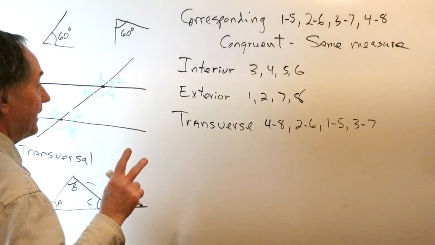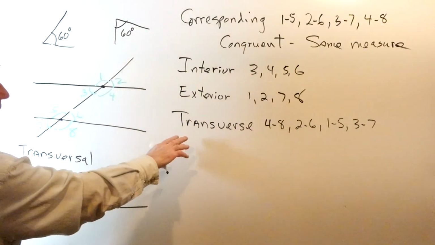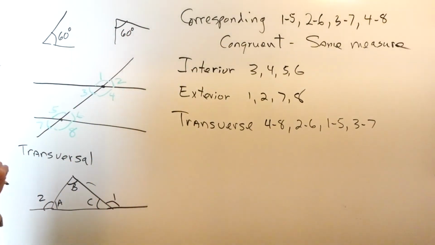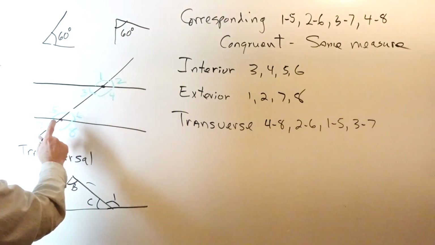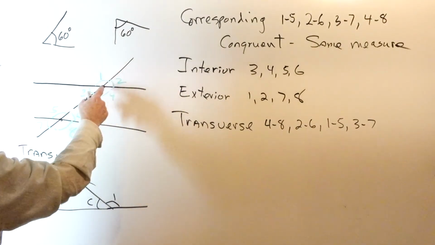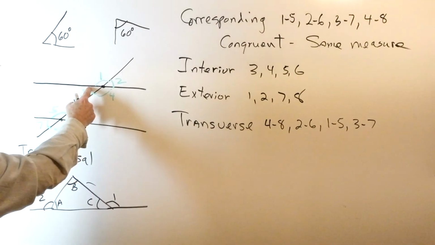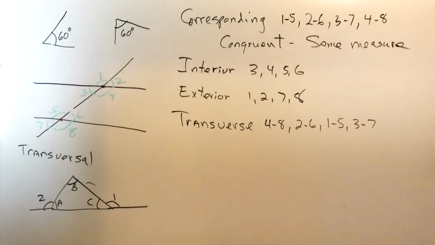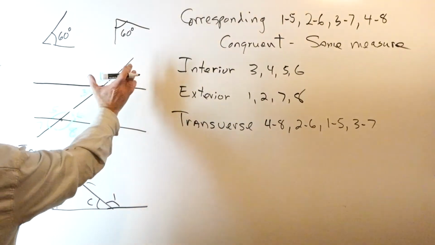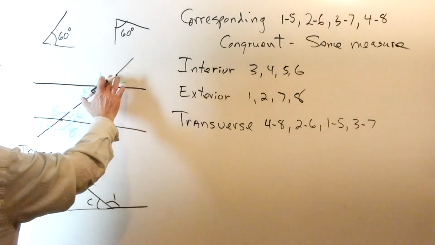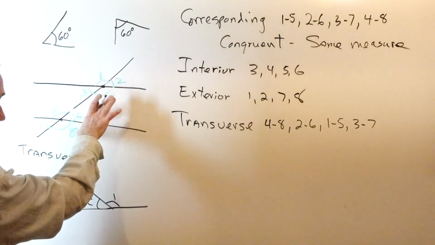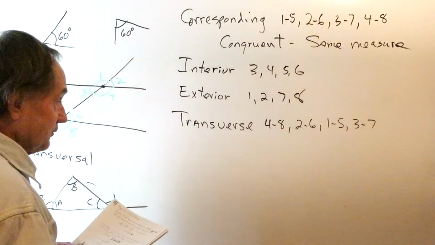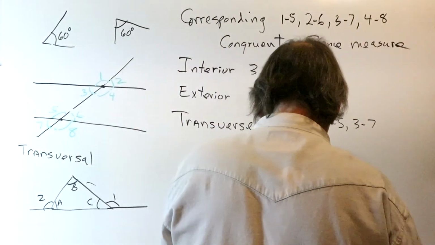These are angle pairs. When we talk about transverse angles or corresponding angles, we're talking about pairs of angles. So 4 and 8, 2 and 6, 3 and 7, 1 and 5 are transverse angles. These are angles that have the same corners on the same side of the transversal. So we call those transverse angles.